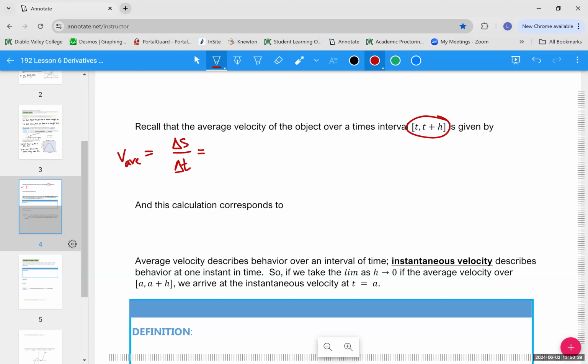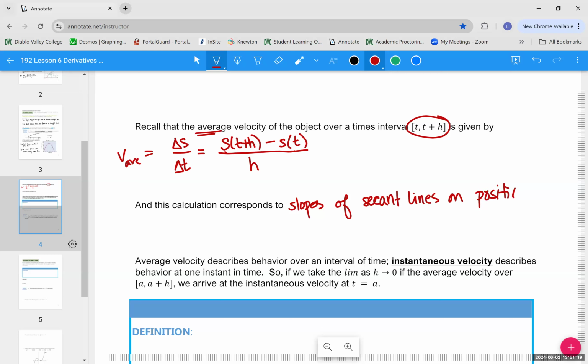So if I am talking about this time interval from t to t plus h, similar to what we had just done, the change in time would be h. And we were going to just use our position curve, our position function, to say that the position at t plus h minus the position at t all over h, that's your average velocity. And if you remember, we talked about this corresponding to the slopes of the secant lines on those position versus time curves.